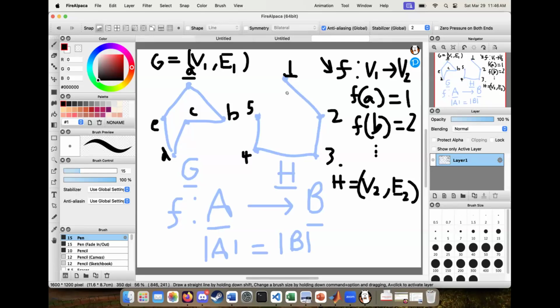Does that make sense so far? Or should I explain more about bijections?